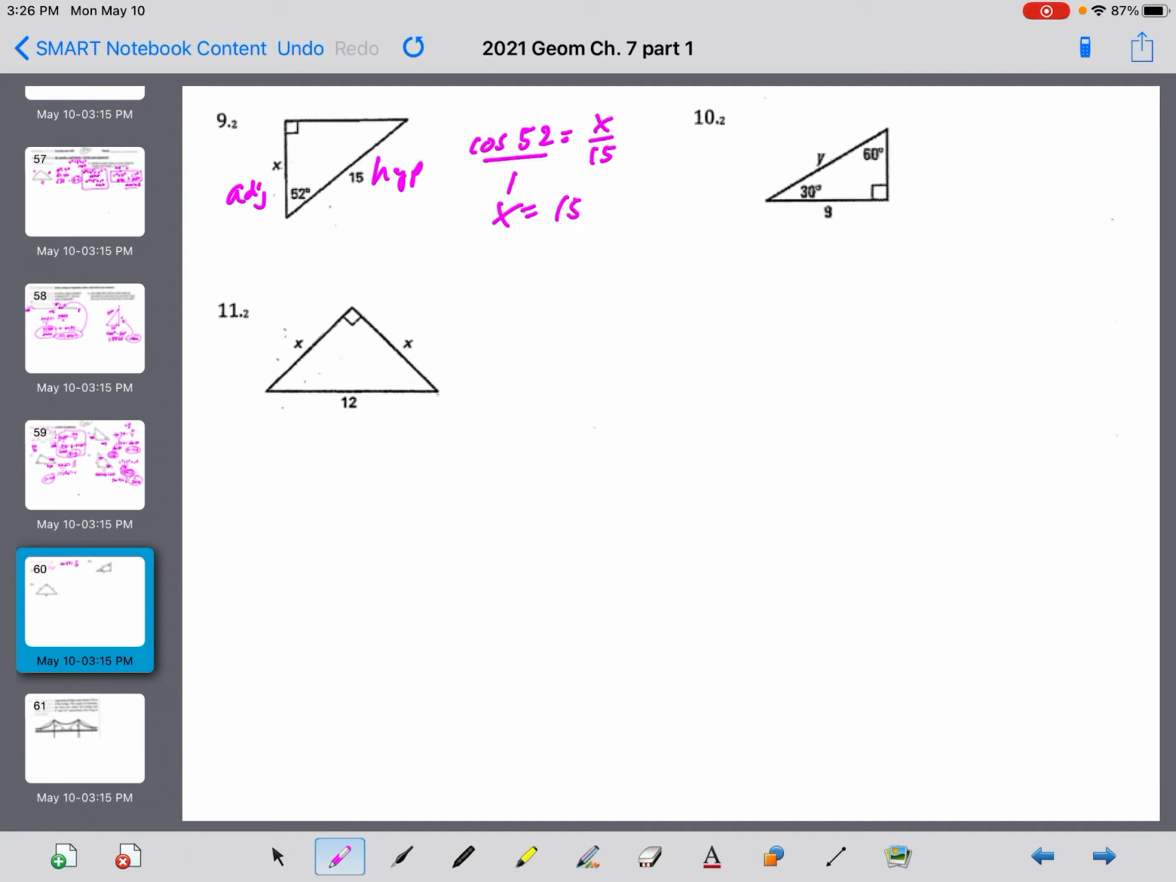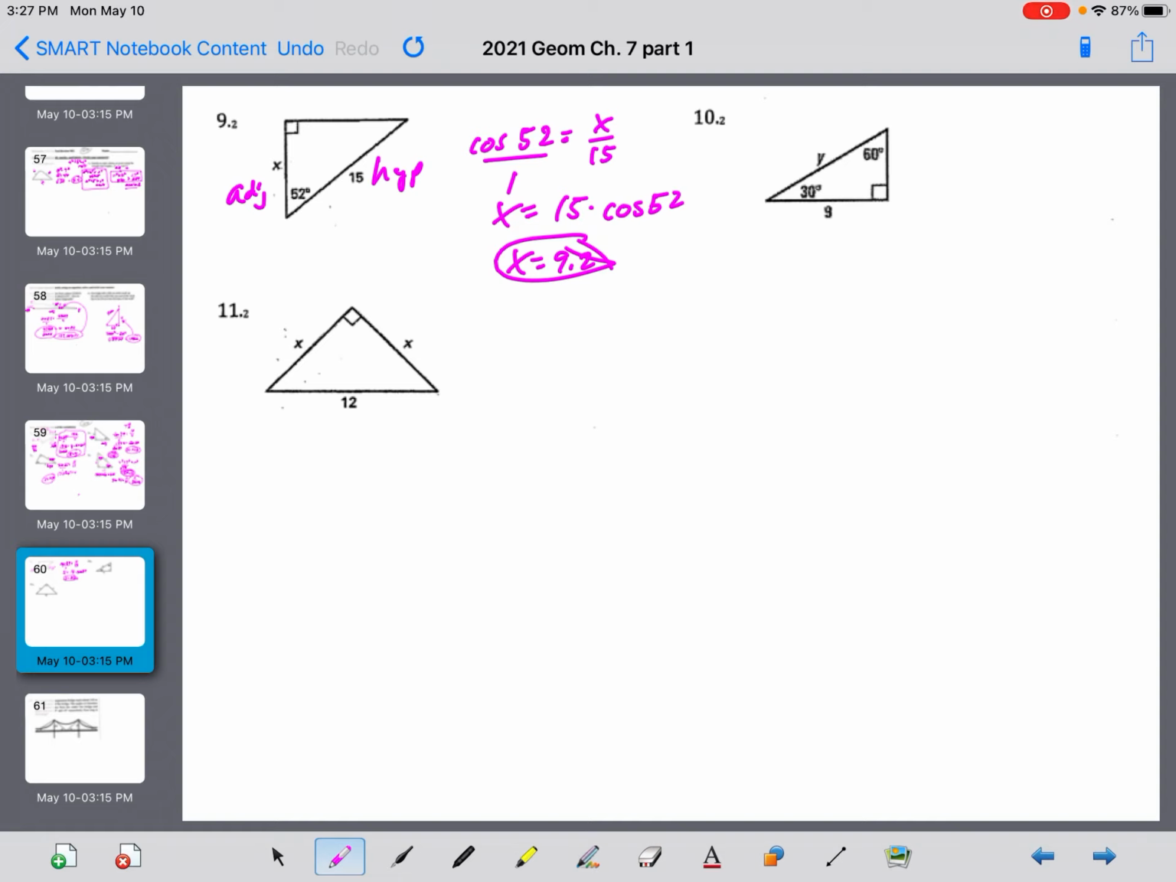X is equal to 15 times cos 52. All right, 15 times cos 52 is about 9.2. There's no other way to do this one. There's no Pythagorean theorem here. There's nothing else to do. No Pythagorean theorem, no special right triangle. 10 you could do as a special, but you don't have to do it as a special.